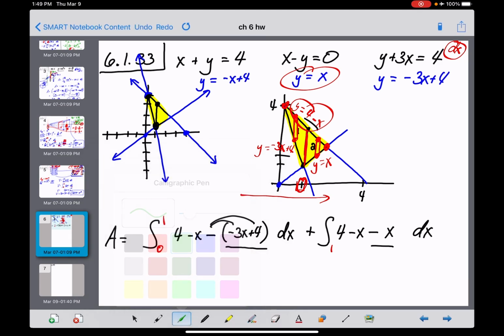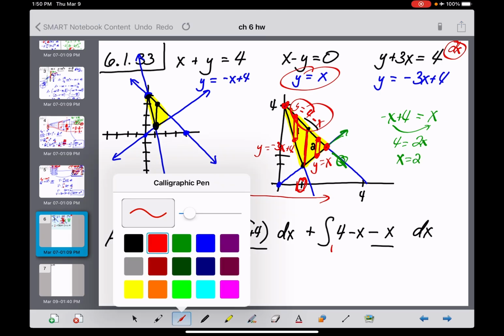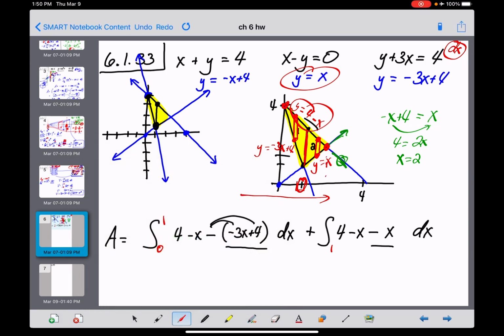Let me switch colors, guys, by finding the intersection of this line and this line. So this guy was the function y equals negative x plus 4, and that equals this one, which was y equals x. Bring that x to the other side, and you're going to get 4 is equal to 2x. Divide by 2, and we're going to get x equals 2. So that is where that second region lets off. Right here, guys, is x equals 2. So that second integral goes from 1 to 2.